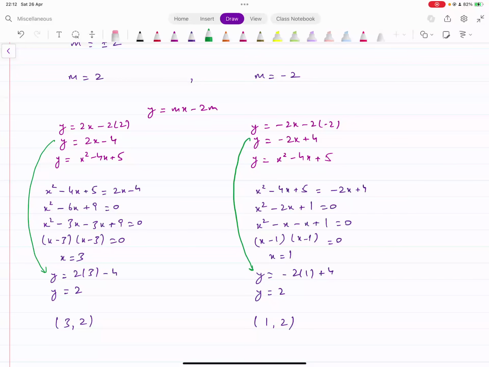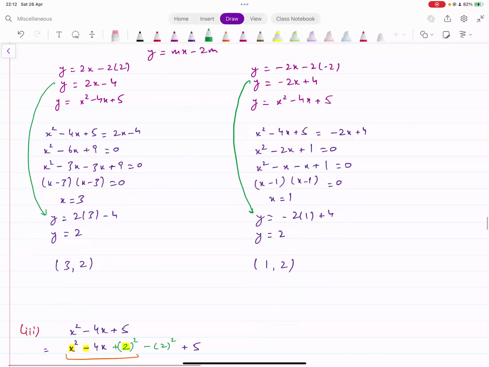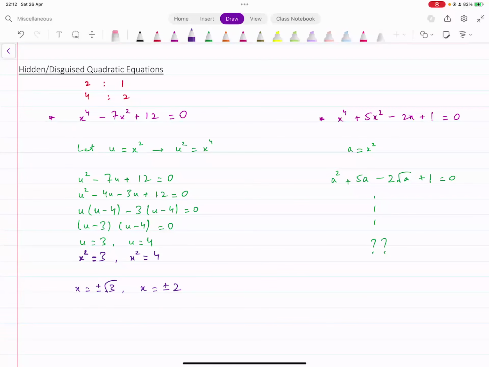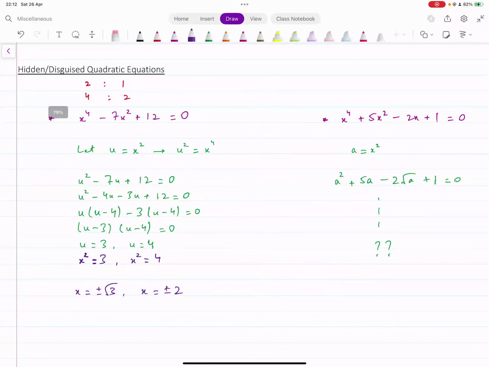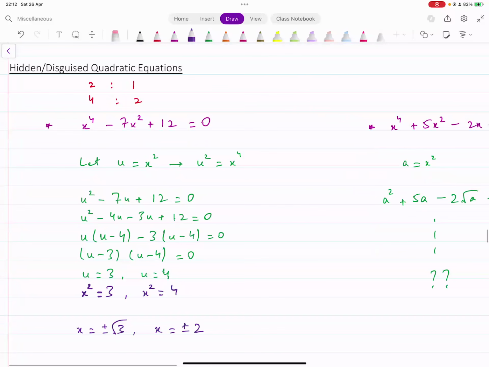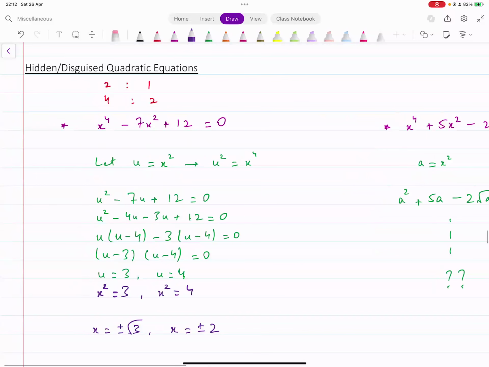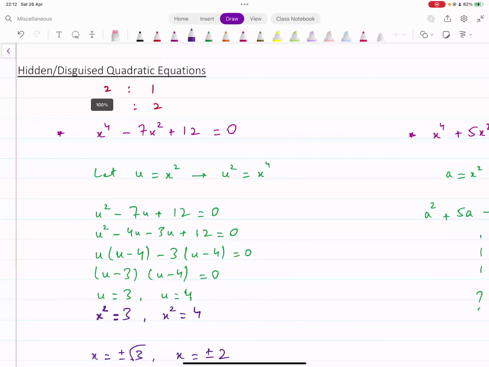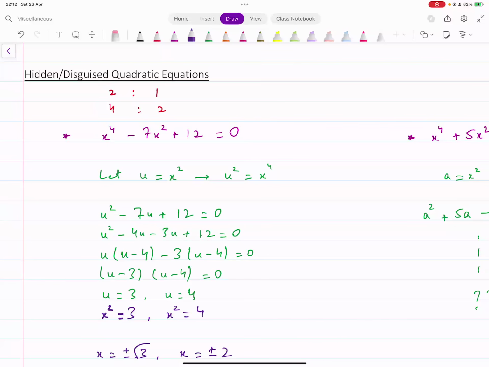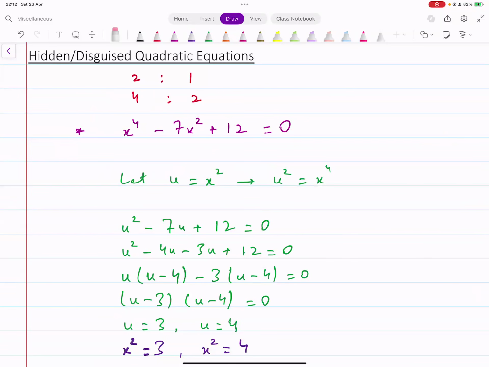All right, let's move on. Hidden disguised quadratic equations. Sometimes you have equations that are in this form, such that they're not quadratic. However, you can convert them to a quadratic form. For example, you could have something like this. X raised to the power 4 minus 7x squared plus 12 equal to 0. This is not a quadratic equation. This is a power 4 equation. Now, we don't have a general method in our syllabus to solve quartic equations, power 4 equations. So how do we solve this equation then?